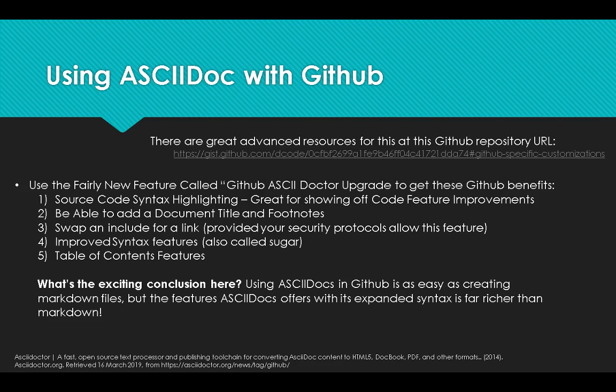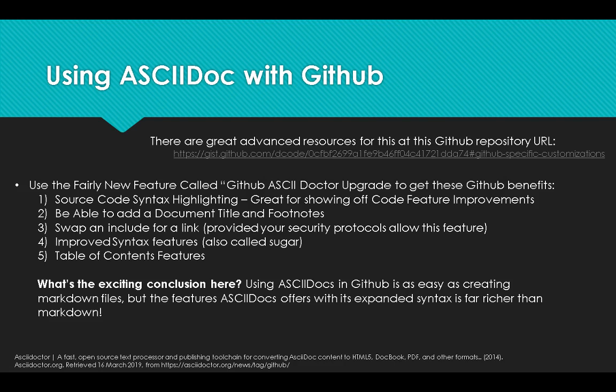Using AsciiDoc with GitHub. I've got some great advanced resources that I've provided at the top, including the HTML page there, which is really quite good. And I also discovered a fairly new feature called GitHub Asciidoctor Upgrade, and it provides upgrades and a lot of extra features that really make using AsciiDoc with GitHub an alternative to using Markdown instead. Once you start using this, and as I'm learning this, I'm really realizing that AsciiDoc can provide much more superior and better looking documentation than simple Markdown docs would.